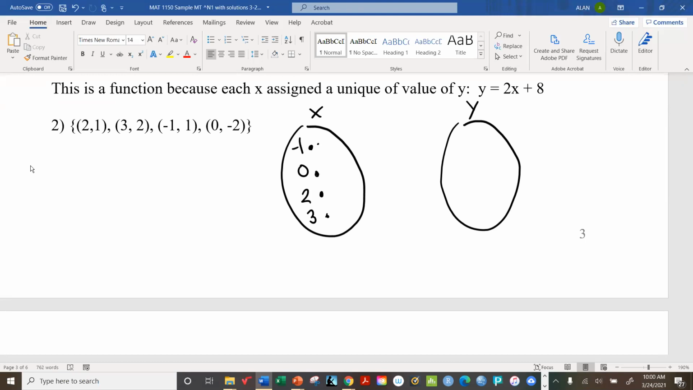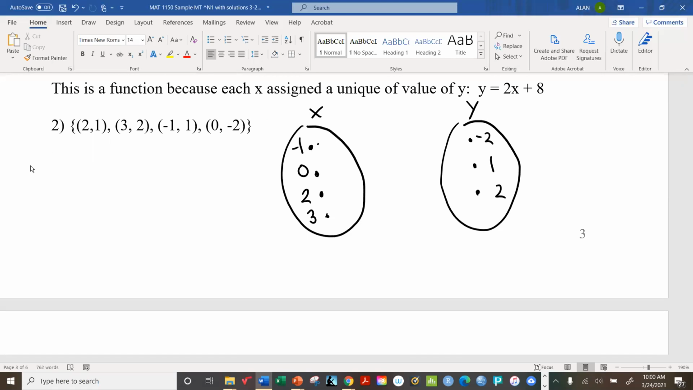Over here on this side, let's see, what do we have? We have 1, 2, 1, -2, 1, and 2. All right, those are the only values in the range.